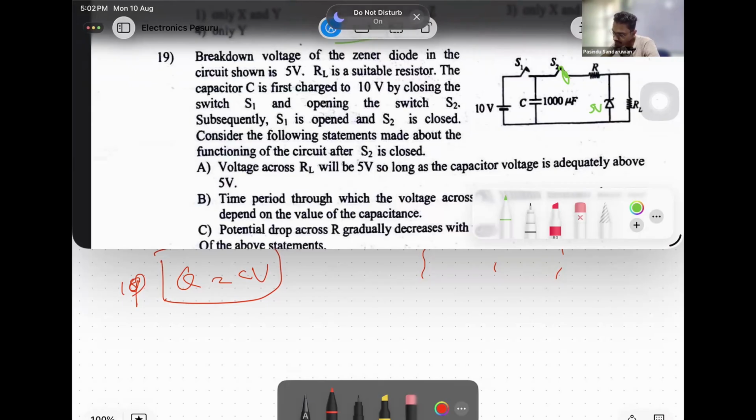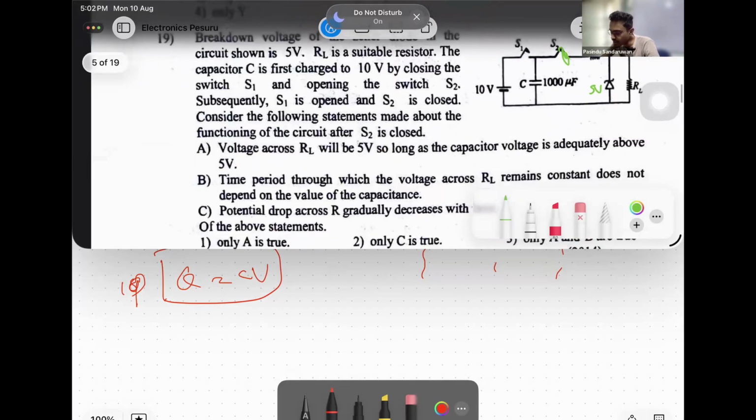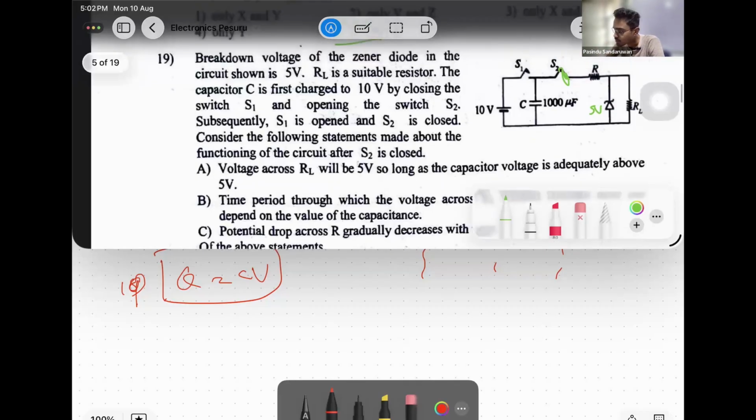Consider the following statements made about the functioning of the circuit after S2 is closed. A. Voltage across RL will be 5 volts so long as the capacitor voltage is adequately above 5 volts. Definitely, because if the capacitor's voltage is above 5 volts, the Zener diode functions. Always, the Zener diode is going to keep the Zener voltage across it, that is VZ. And the Zener diode and load resistor are in a parallel combination, no? So that is the same. Then if the capacitor has a voltage greater than 5, that is always correct. If that is less than 5, the Zener diode won't function.